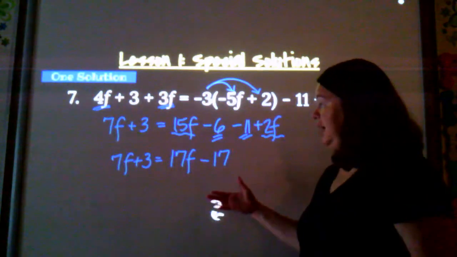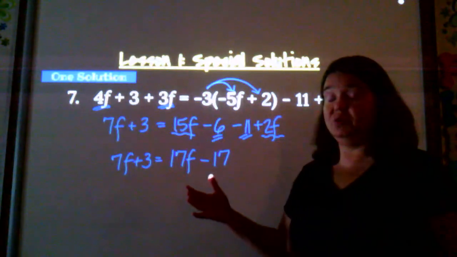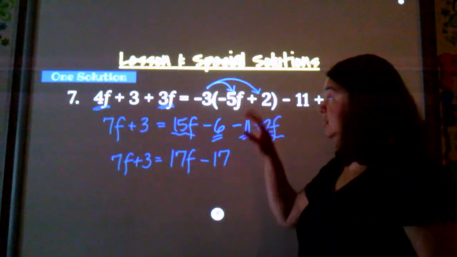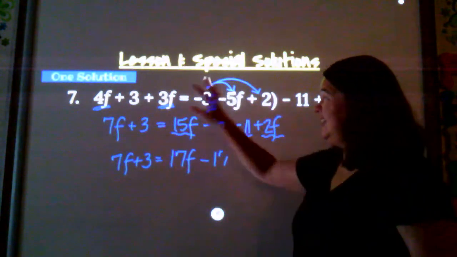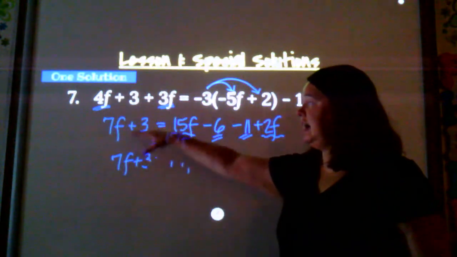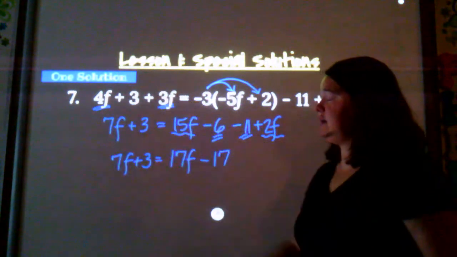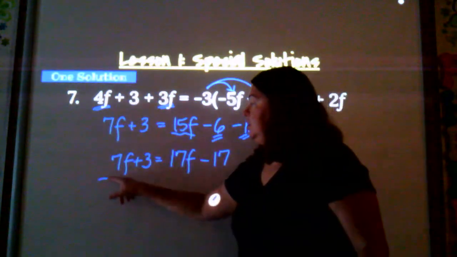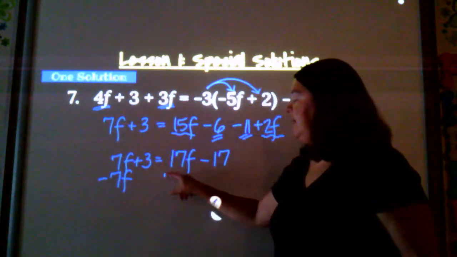Now we're down to kind of like one of the very first equations at the very beginning. I've got to move my variable. So I did the distributive property, I combined like terms. This was kind of early, but that's okay because this is a lot easier to write than having to write three terms. Now I'm ready to move my variable. So I'm going to move 7f.